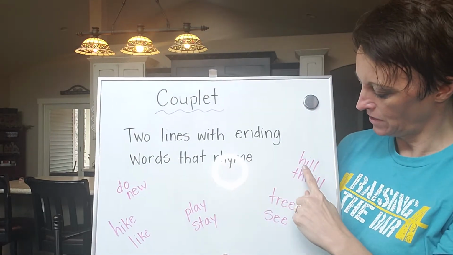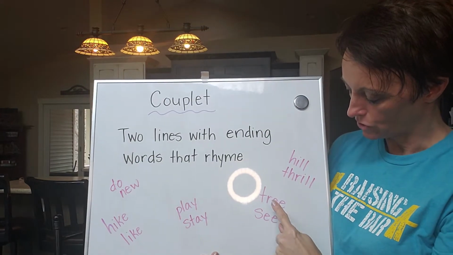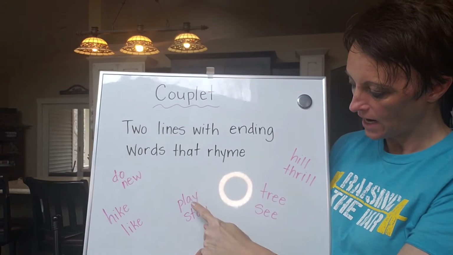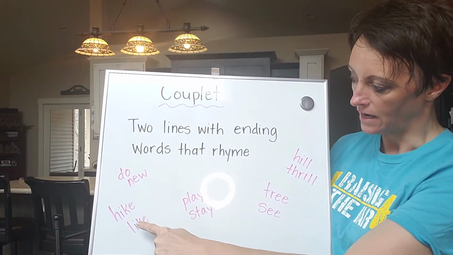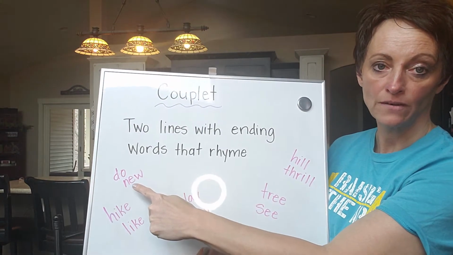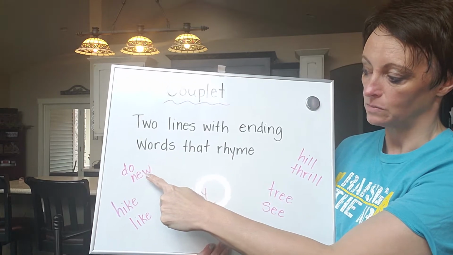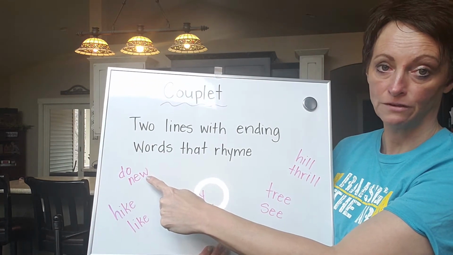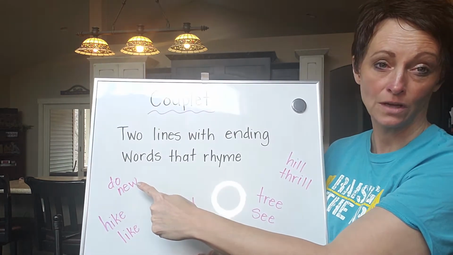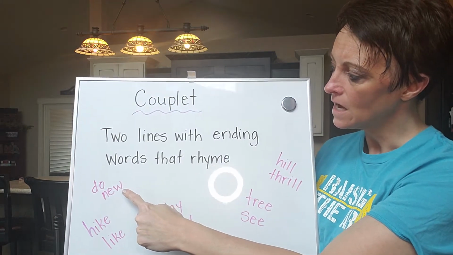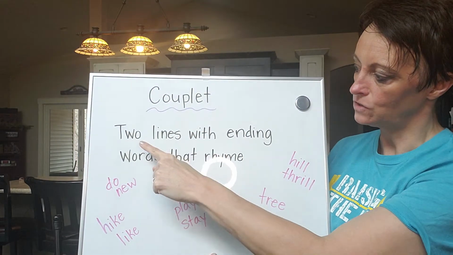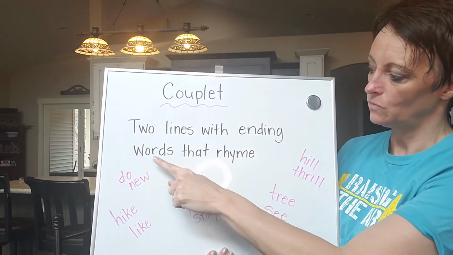So words like hill, thrill, or tree, see, play, stay, hike, like, do, new. They don't have to be spelled the same. Just like do and new, the oo sound is spelled totally different, but they do sound the same, so they rhyme. So a couplet, again, is two lines with ending words that rhyme.